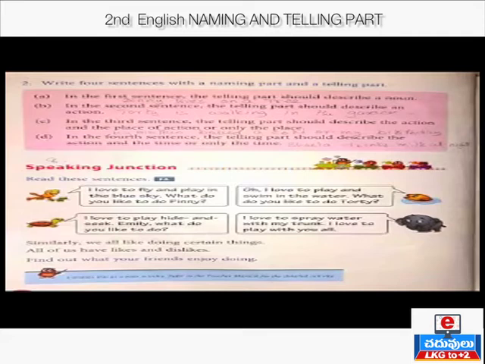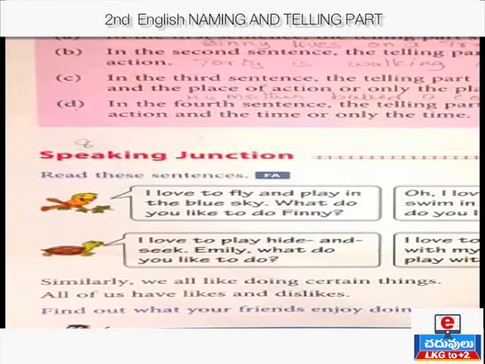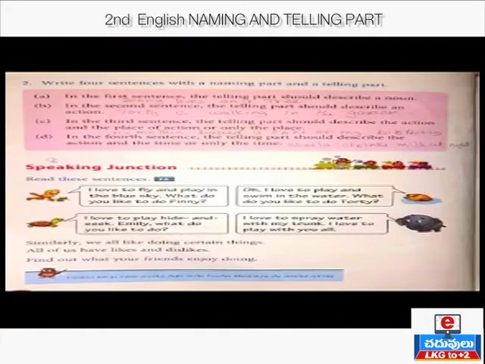Similarly, children, we all like doing certain things. All of us have likes and dislikes. Children, you have likes and dislikes, right? Find out what your friends enjoy doing. Write on your own, children, this sentence.